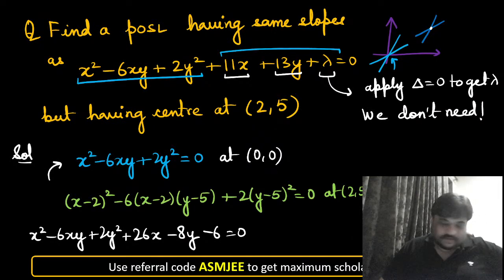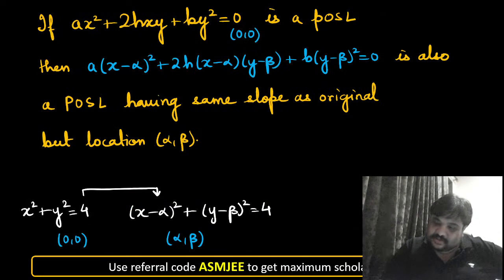Understood? So who said G, F and C vanished? They are just there. We haven't written it in that form. So remember, to apply this funda, you first have to reach origin. That is crucial, and then you can shift.